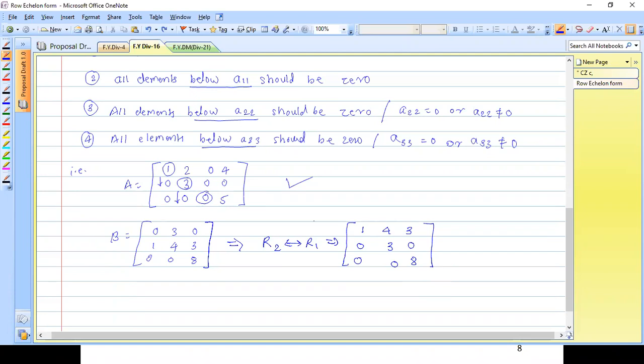I want the first element to be non-zero. After doing that, I am using row operations also. If it is not, then try to use some other operation and make it into row echelon form.